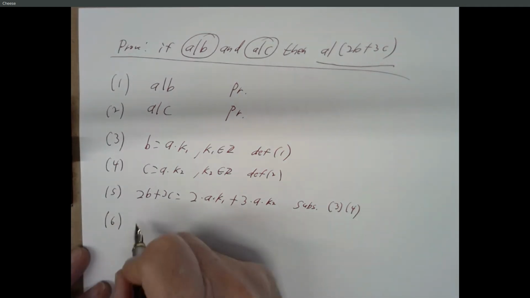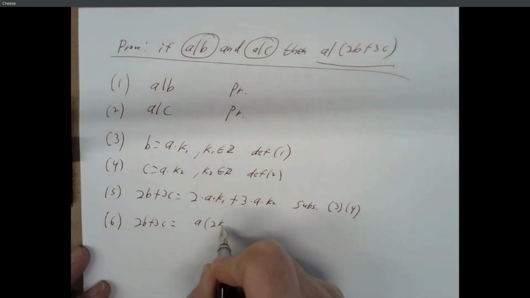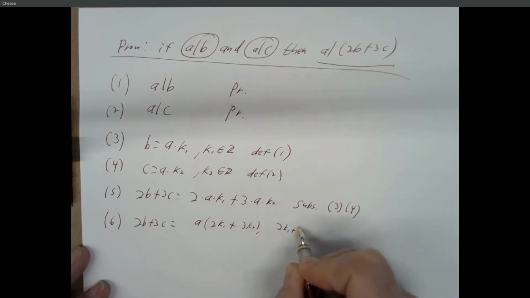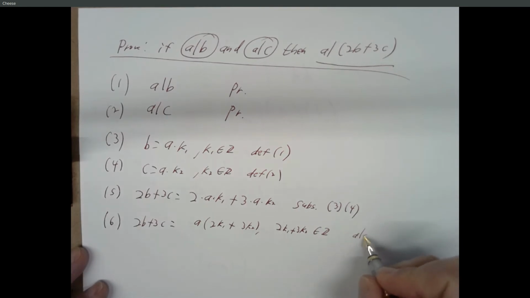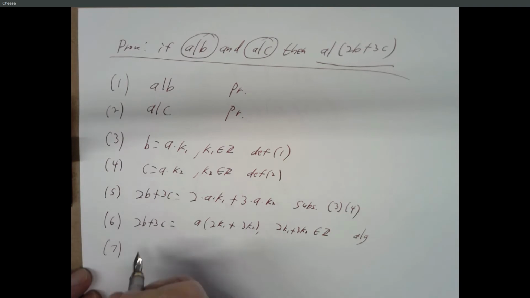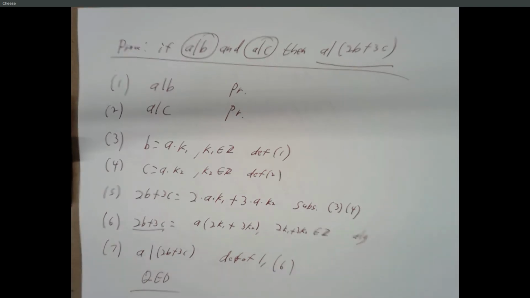And then we just do some factoring. 2B plus 3C equals A times (2K1 plus 3K2). And 2K1 plus 3K2 you just observe as an integer. And that's algebra. And then since 2B plus 3C equals A times an integer, we can conclude A divides 2B plus 3C. And that's the definition of divides applied to step 6, and that's what you were trying to show.